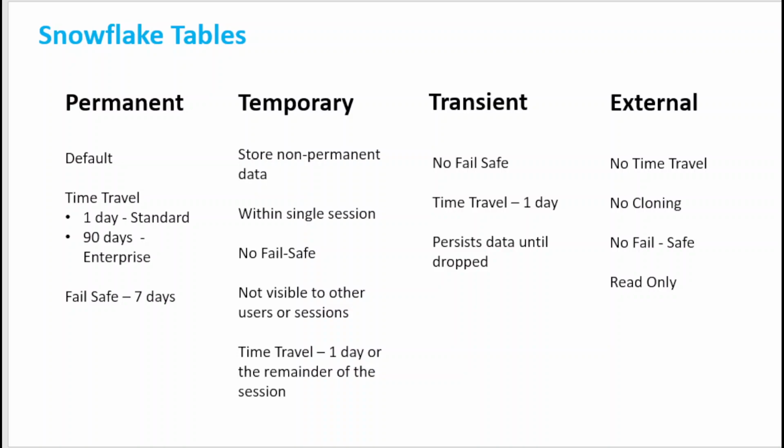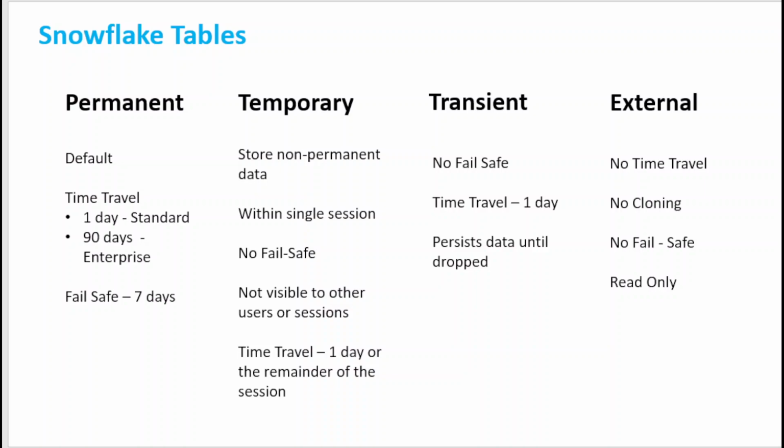Today we'll have a look at the different types of tables available in Snowflake. There are four types of tables within Snowflake: permanent tables, temporary tables, transient tables, and external tables. External tables are a bit different. We'll come back to this. But first, let's have a look at the permanent, temporary, and the transient tables. These are the three main categories, I would say.